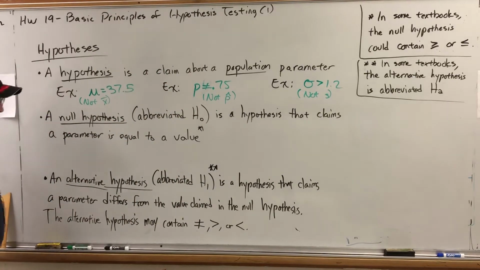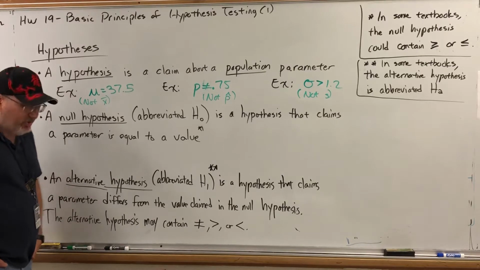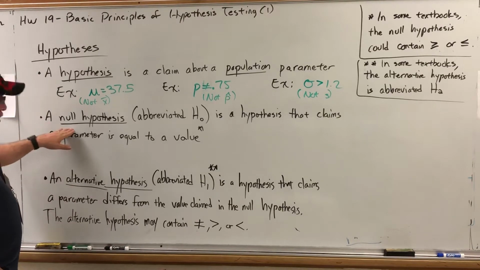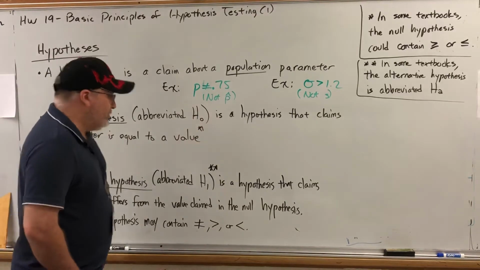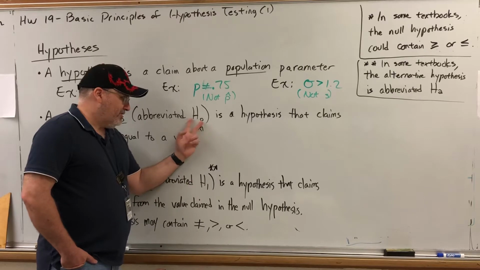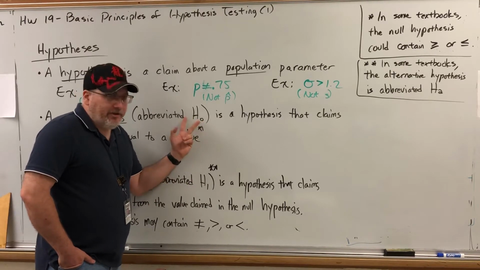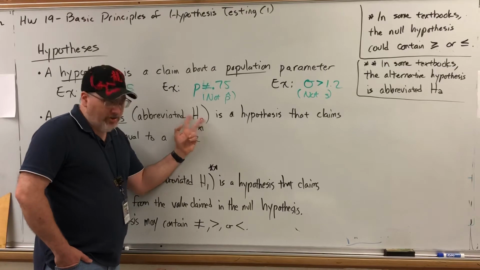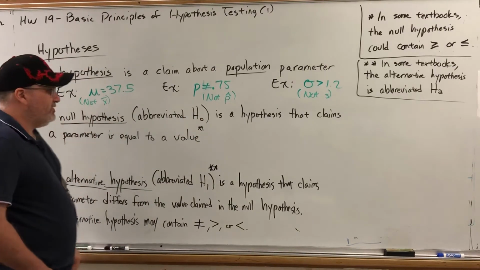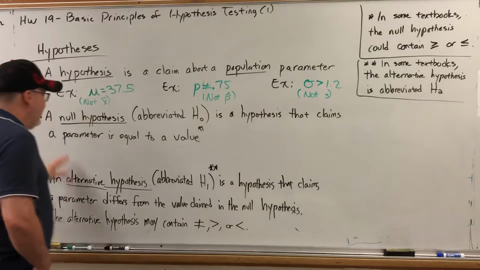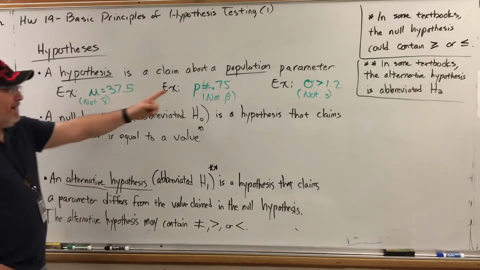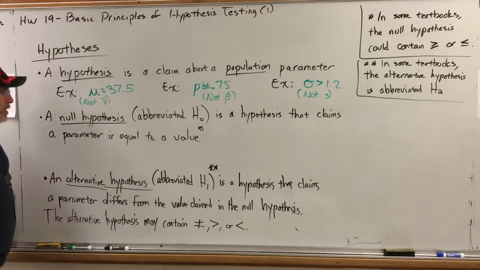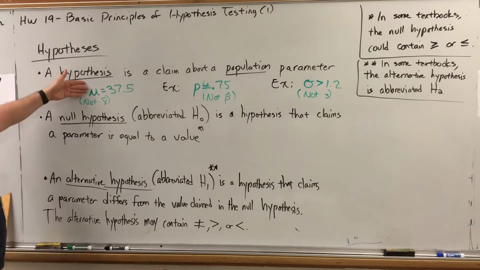Now, within the realm of hypothesis testing, there are 2 types of hypotheses. The first type is called a null hypothesis. It's abbreviated H subscripted with a 0. I do understand that this looks like a letter O, and hence this looks like something that might make you giggle. Get over it, because you're going to see this abbreviation a lot. But a null hypothesis is a hypothesis that claims a parameter is equal to a value. So of the 3 hypotheses I have up here, only one of them could be a null hypothesis. That would be this one. It's the only one claiming equality.